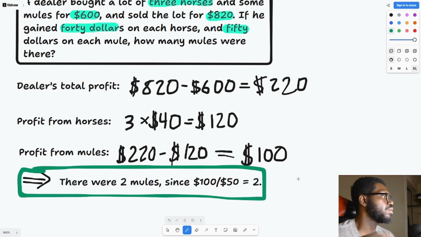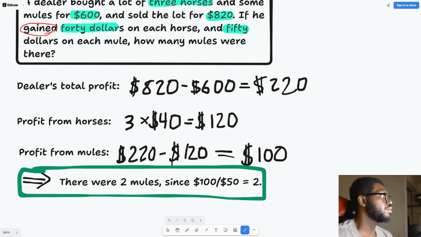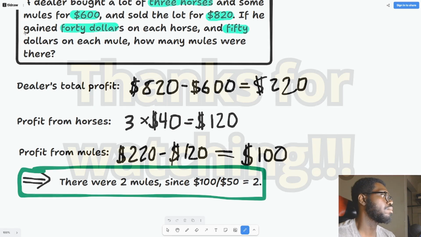Now, I would say the most important detail to this problem was this word gained here, which is easy to miss, I feel. The gained here meant profit. So you were looking at the profit.